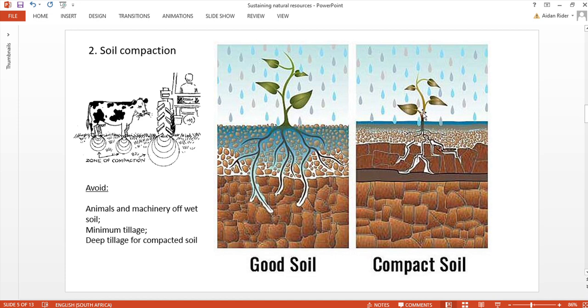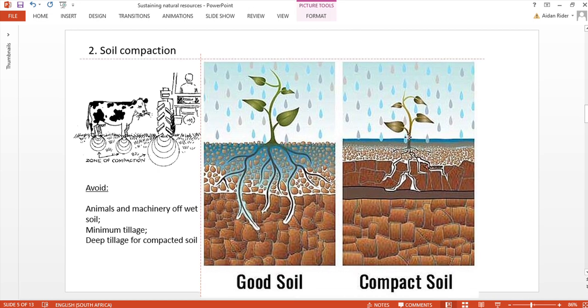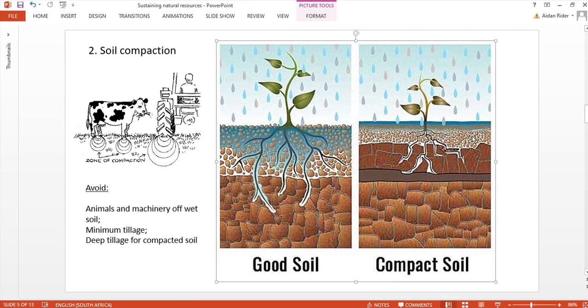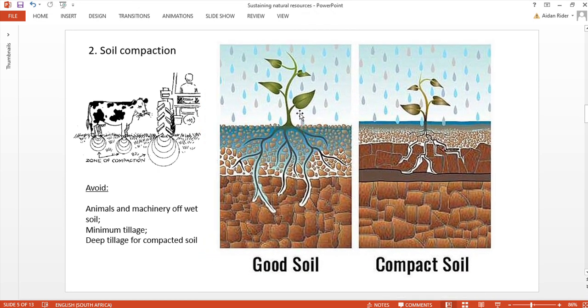Okay, so the effects again: less oxygen, water can't infiltrate the soil, and root growth is restricted. You can also see here that these roots reach farther down than this plant's in comparison, because here there are enough air spaces in between the soil, the roots can easily grow and reach much further down, but this plant struggles. Okay, so how can we avoid compacting our soil?